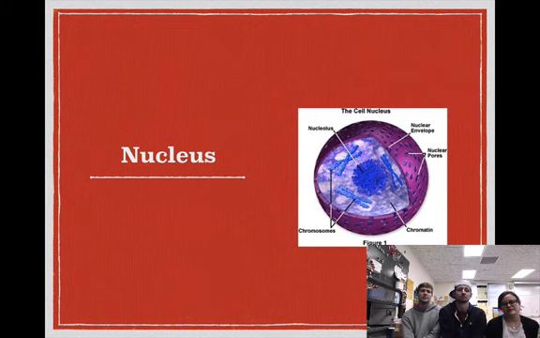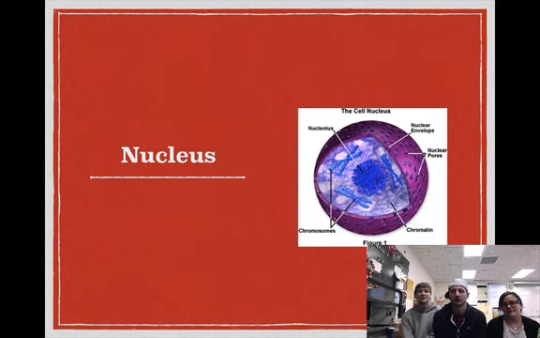The nucleus is found in eukaryotic cells, and it is where all of the DNA for the cell is stored. The nucleus is kind of like the control center of the cell. It kind of directs everything and all of the functions and things that happen in the cell.